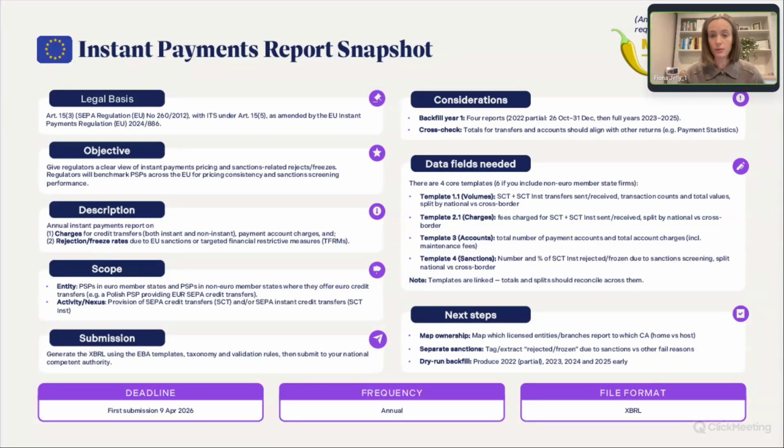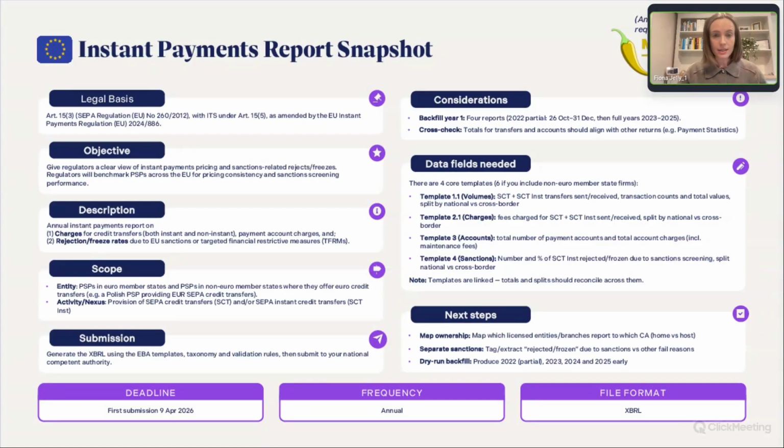You'll also need the charges, the fees charged for SEPA credit transfers and SEPA instant, sent and received, and split national versus cross-border. And on accounts, you'll need the total number of payment accounts and total account charges, including any maintenance fees. And lastly, sanctions, you'll need the number and percentage of credit transfers rejected or frozen due to sanctions, and again, split those national versus cross-border.